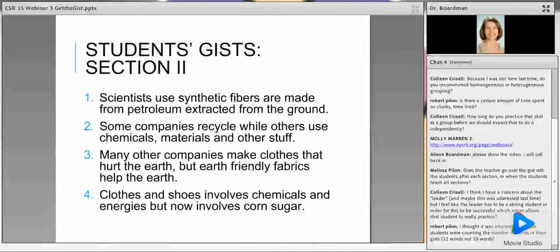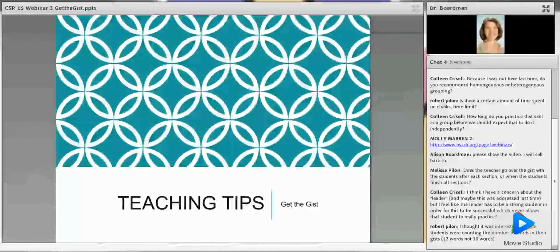So here we are with the Get the Gist strategy. You're going to be working with kids to help them be able to extract the meaning or the essence of a section as they go in the reading. And in addition to that, you're going to give them the confidence to know that they can do it on their own.